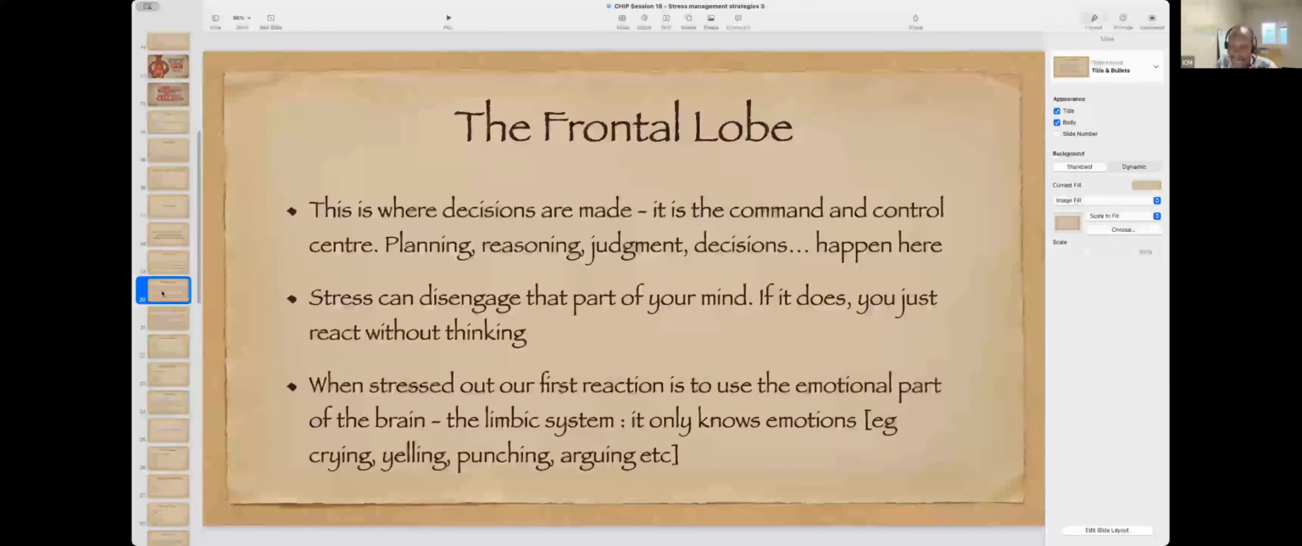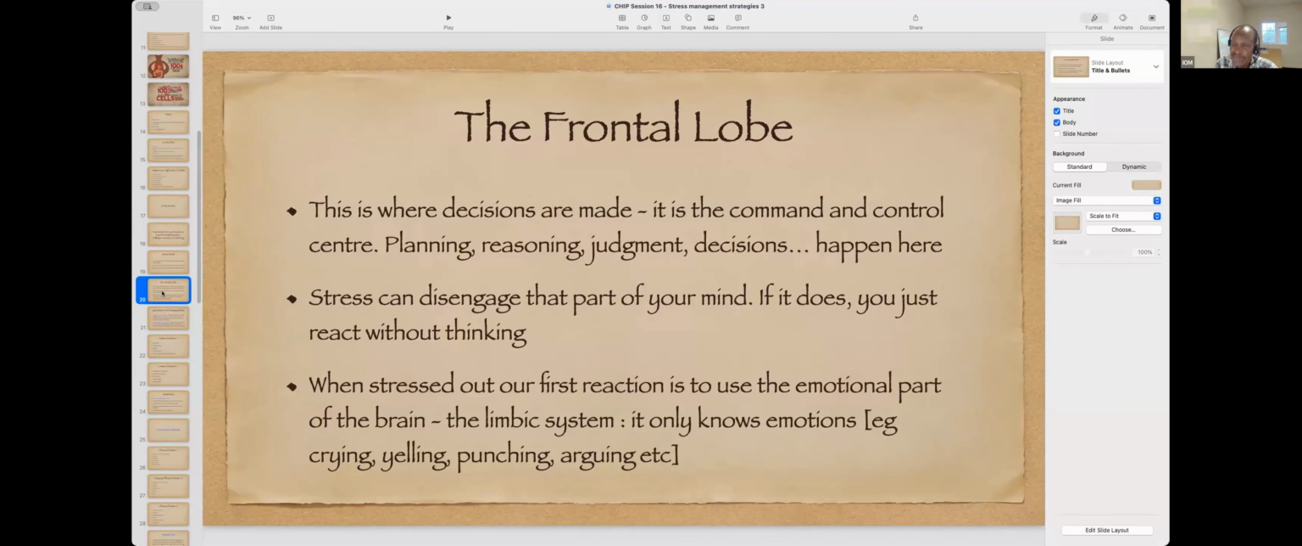So when stressed out, our first reaction is to use the emotional part of the brain. That is the limbic system, and this system only knows emotions: crying, yelling, punching, arguing.